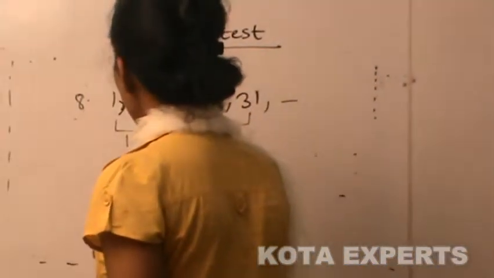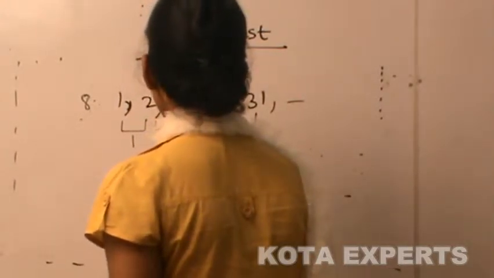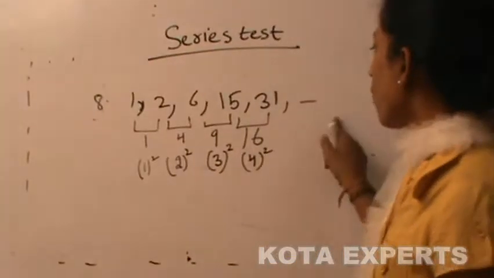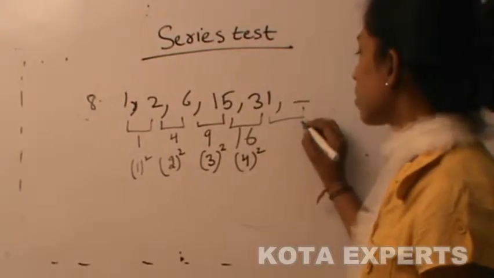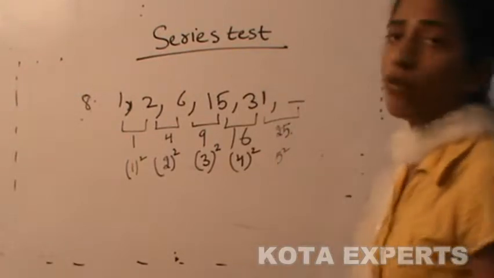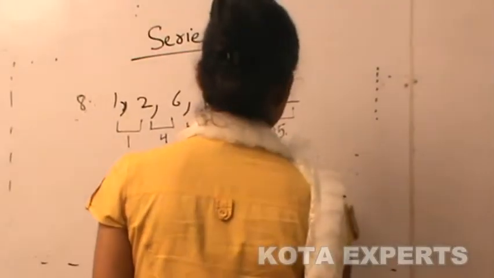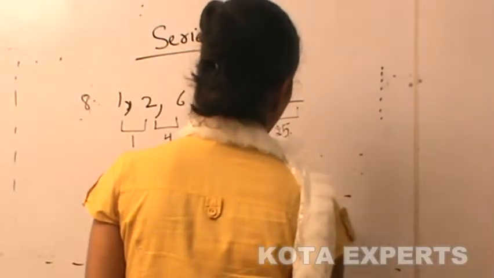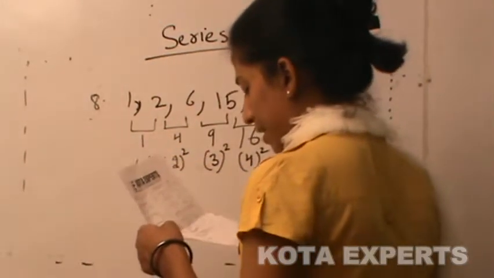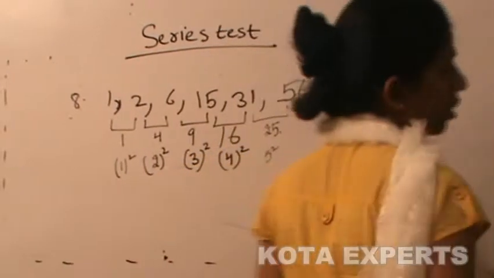This is the square of 1. This is the square of 2. This is the square of 3. This is the square of 4. So, what will this number be? The square of 5, that is 25. So, we have to add 25 to 31 and we will find the answer. 31 plus 25 is 56. So 56 is the answer. That is option D is correct.